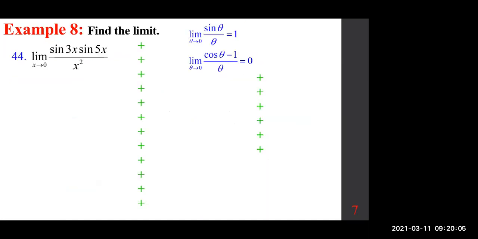All right. We want to take a limit. And to do that, we are going to use what we have discussed in this course so far. The limit of sine theta over theta as theta approaches 0 is 1. The limit of cosine theta minus 1 over theta as theta approaches 0 is 0. These are the ones that we can use so far, okay?